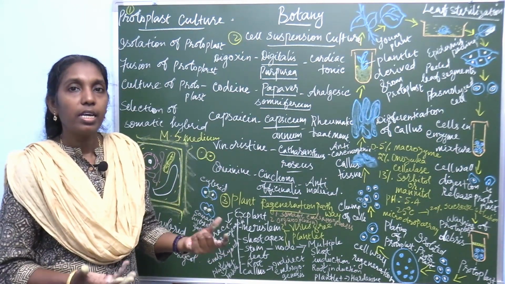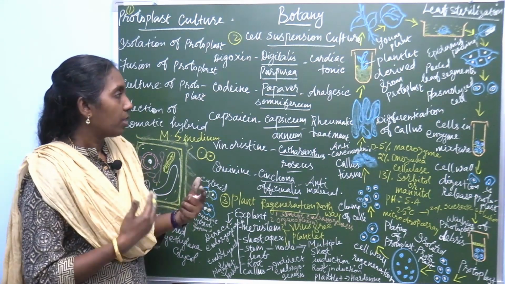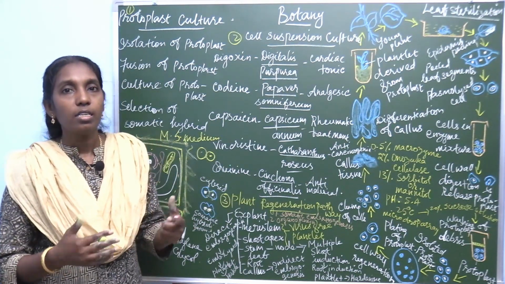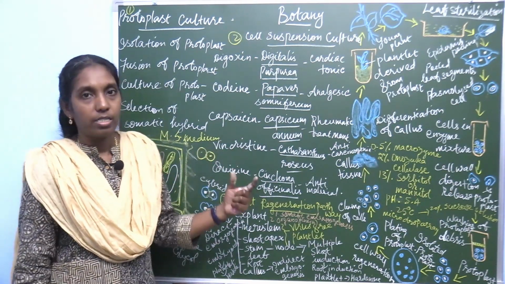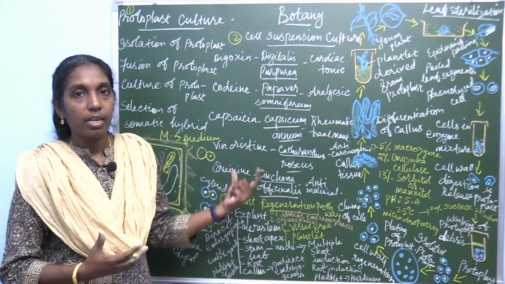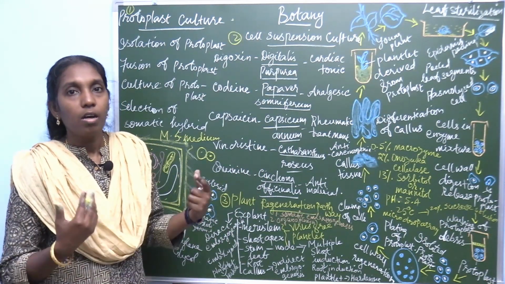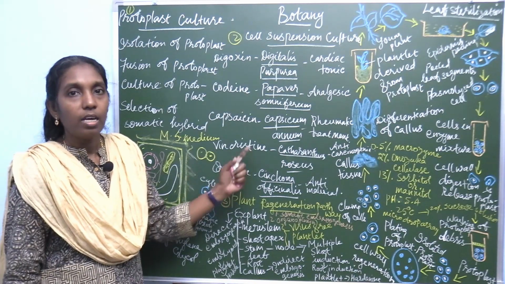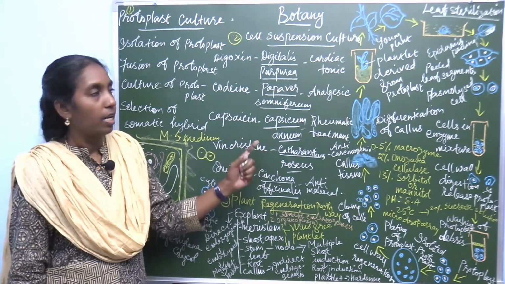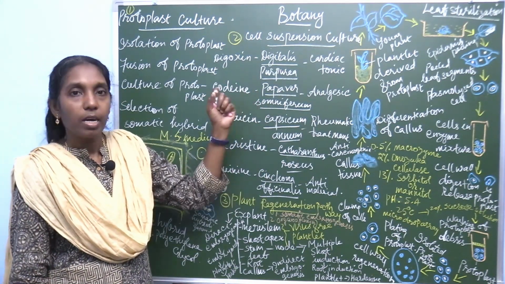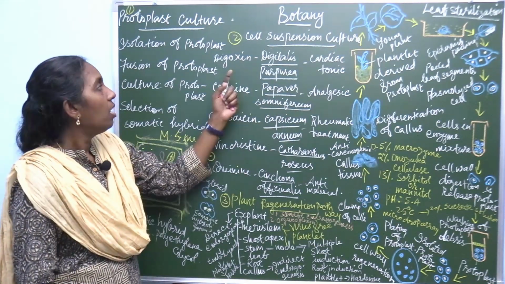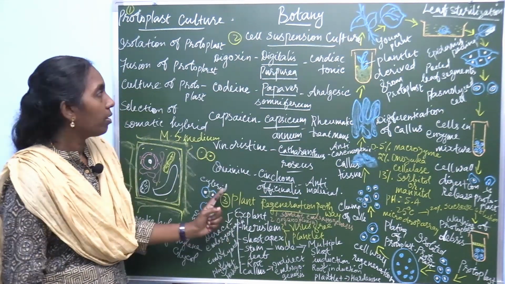Commercially, they can be cultured in a bioreactor. Commercial production of these secondary metabolites is economically important because they are used for pharmaceuticals. So large scale preparation is done by this bioreactor. A few examples are given below.